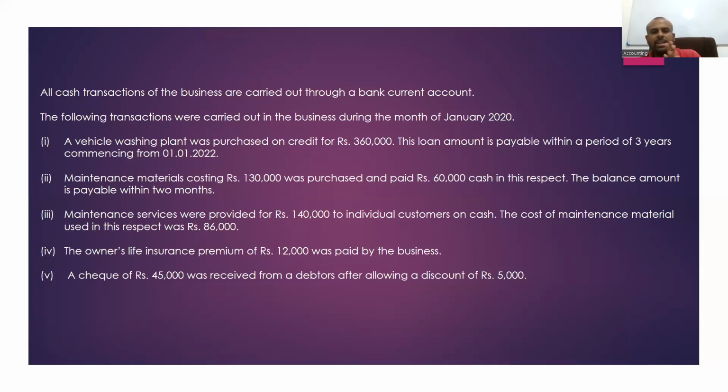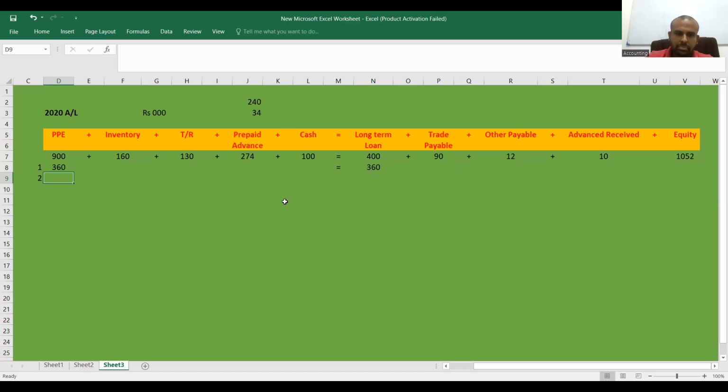Maintenance material of 130 was purchased but paid 60 in cash. The balance is payable within 2 months, right? The maintenance material inventory increased by 130,000, but how much did you pay in cash? You paid in cash only 60,000, right? This is the main material they purchased. Now there's a liability of 70.